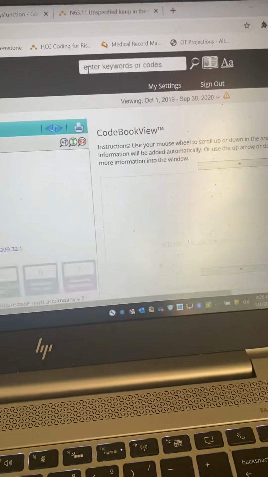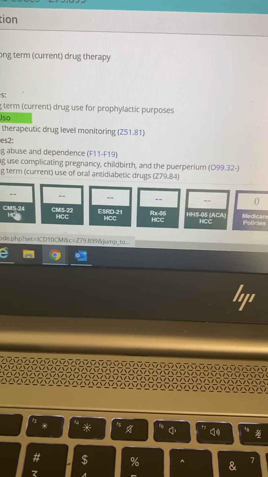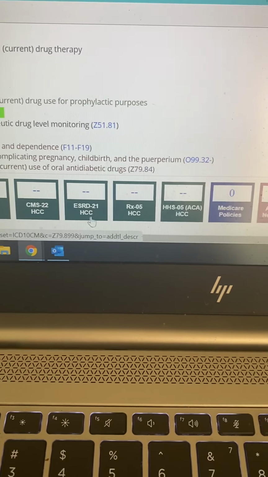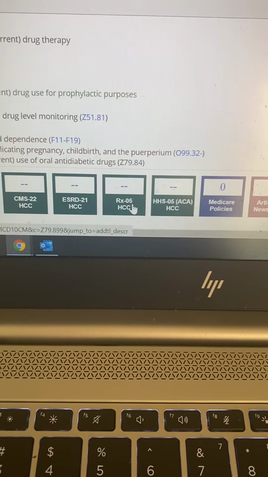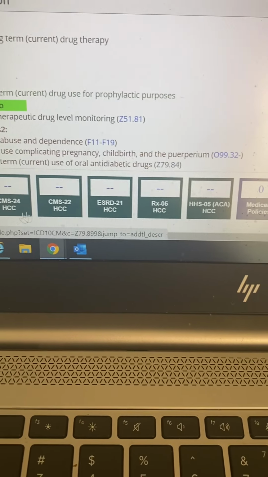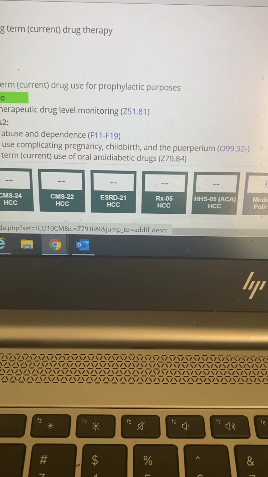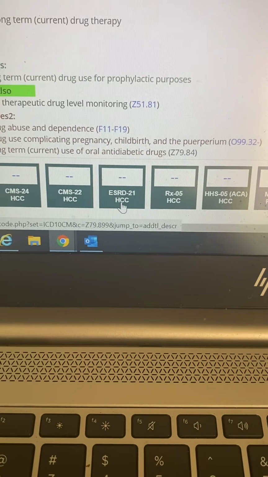So let me enter this. I am looking for my specific job of risk adjustment. I'm looking for HCC categories 24, 22, 21, and the prescription HCC category of 05. So if I don't have a score in either one of these boxes here, then that means this is not what I'm looking for. This does not have a score.